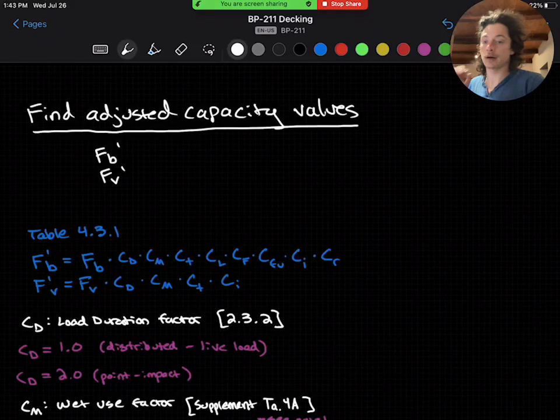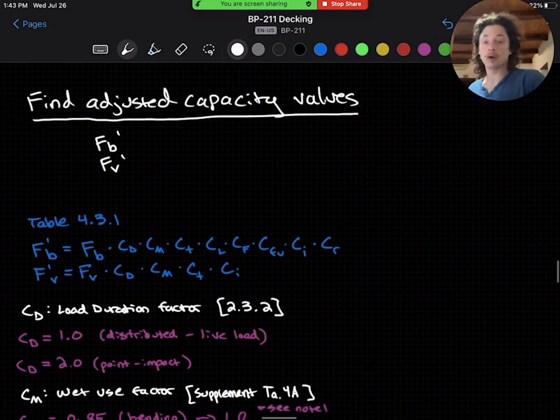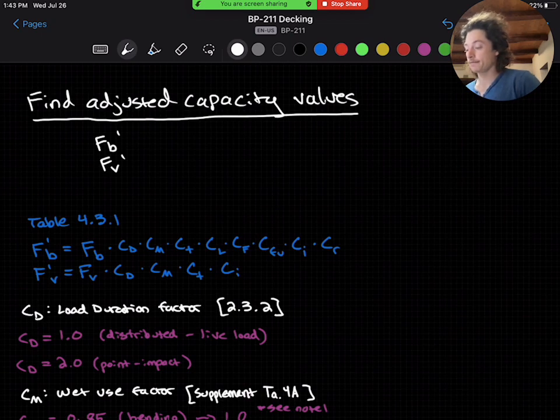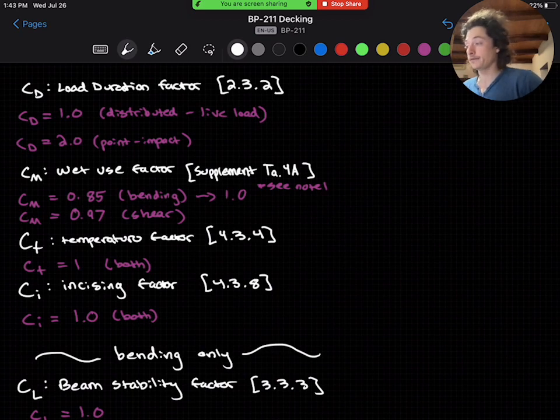In this separate video, I'm going to just go through our adjustment factors for shear and bending. And as a reminder, table 4.3.1 summarizes these two equations for FB prime and FV prime. I'll start with CD, the load duration factor.